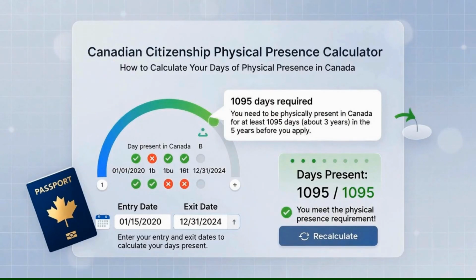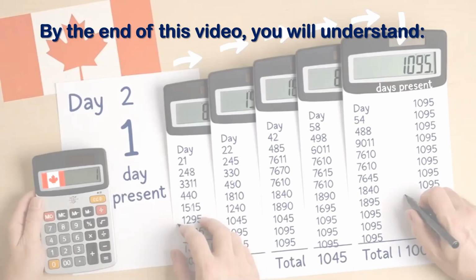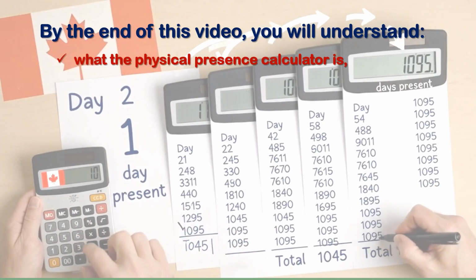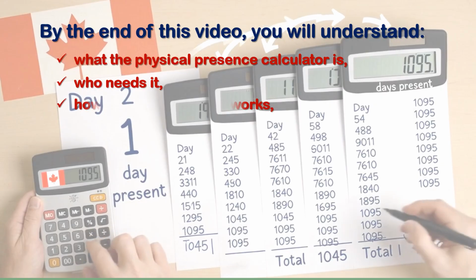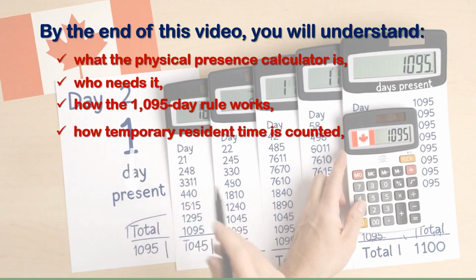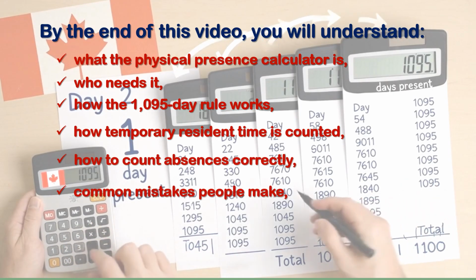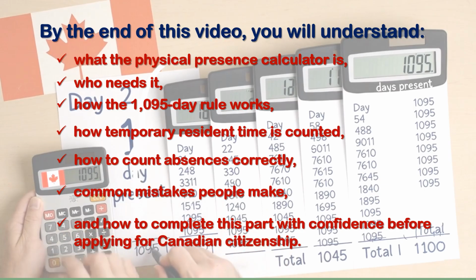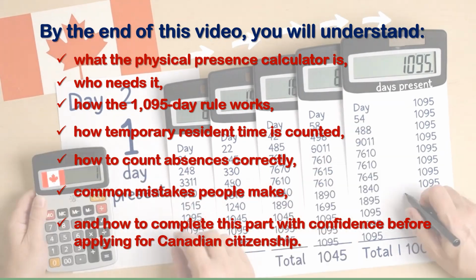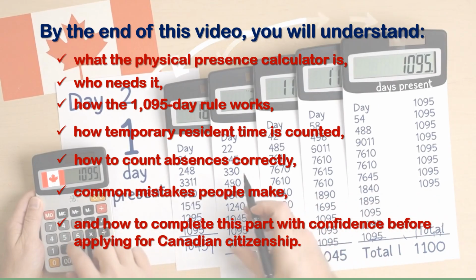So, in today's video, I'm going to explain everything you need to know about the physical presence calculator in a very simple step by step way. By the end of this video, you will understand what the physical presence calculator is, who needs it, how the 1095-day rule works, how temporary resident time is counted, how to count absences correctly, common mistakes people make, and how to complete this part with confidence before applying for Canadian citizenship. So stay with me until the end because this video can save you from costly mistakes.